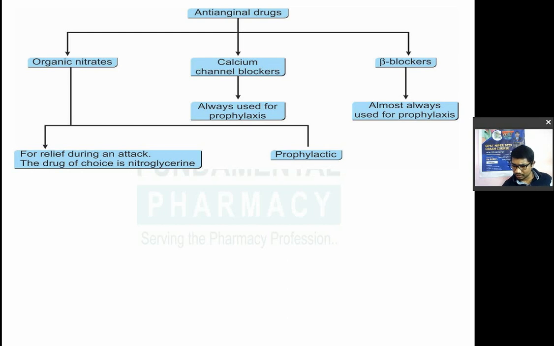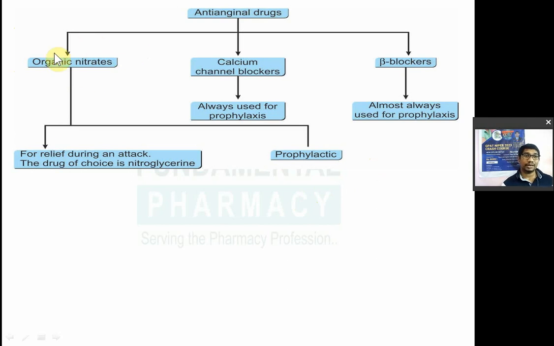Now, drugs used in the angina. So mostly vasodilator drugs, they are used in the angina pectoris. So first one is organic nitrates. Organic nitrates like nitroglycerin, isosorbide dinitrate, etc. So they are used for the treatment as well as prophylaxis. Prophylactic, what does it mean? Prophylactic means prevention, right? And treatment is to correct the symptoms, right?